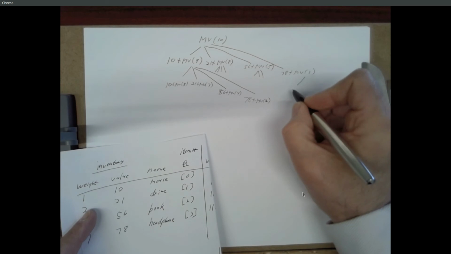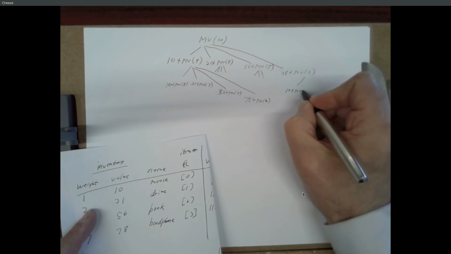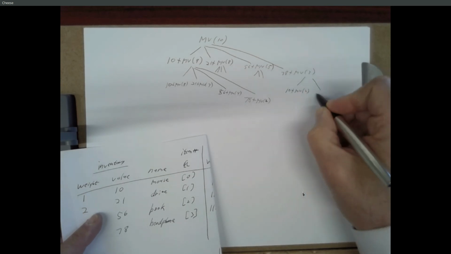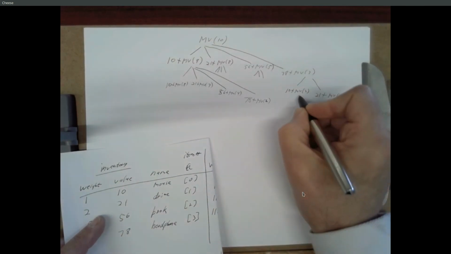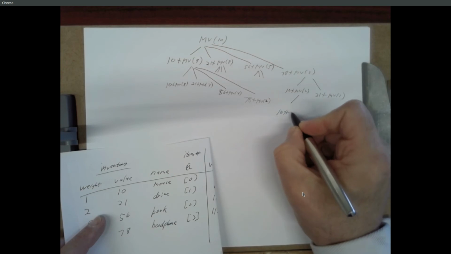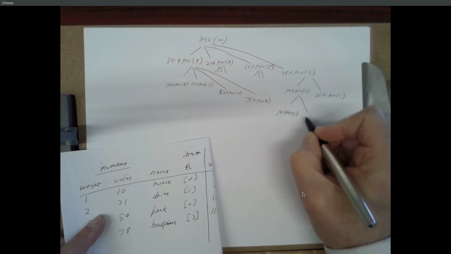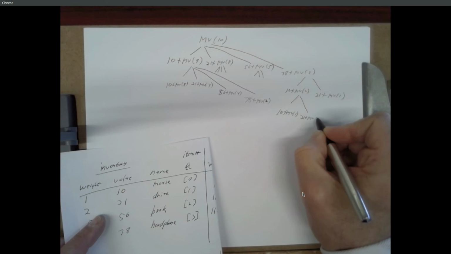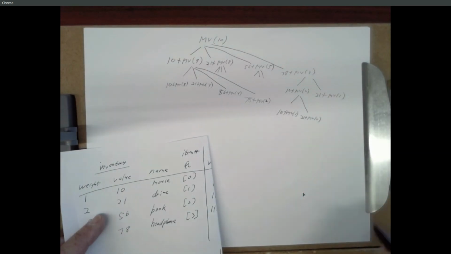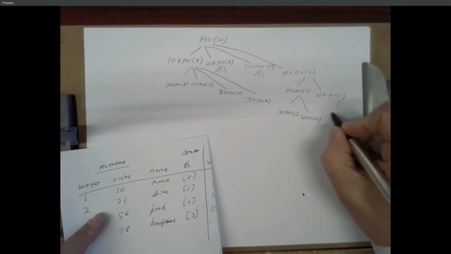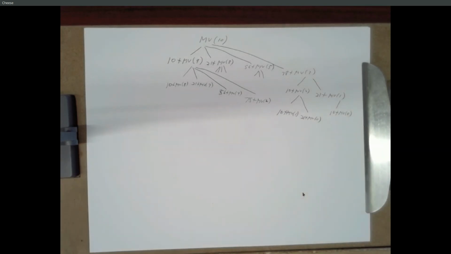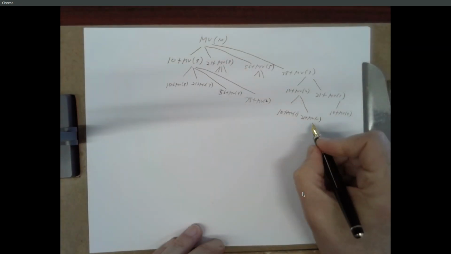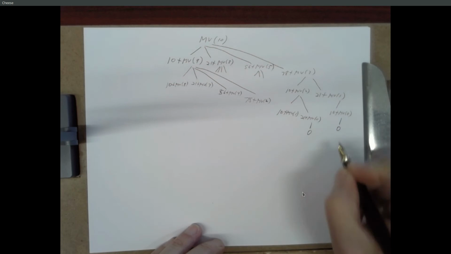So max val 3 is either $10 plus max val 2 or $21 plus max val 1. Max val 2 is 10 plus max val 1 or 21 plus max val 0. And max val 1 is 10 plus max val 0. And max val 0, we're not going to recurse, we're just going to return a 0.